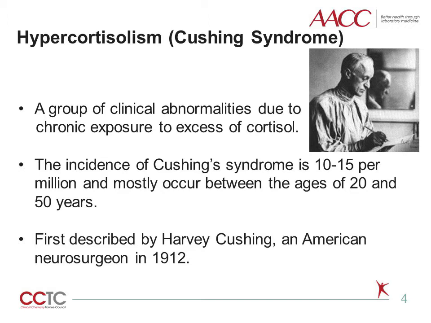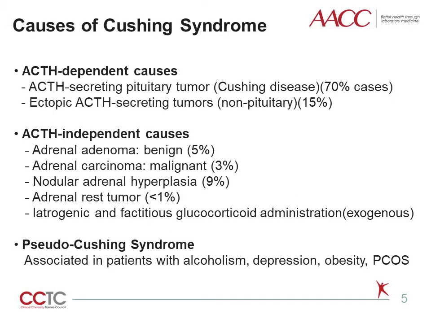The incidence of Cushing syndrome is 10 to 15 per million and mostly occurs between the ages of 20 and 50 years. Cushing syndrome was first described by Harvey Cushing, an American neurosurgeon, in 1912. This is where the name came from. Based on the causes of cortisol hypersecretion, Cushing syndrome can be classified as ACTH-dependent or ACTH-independent.